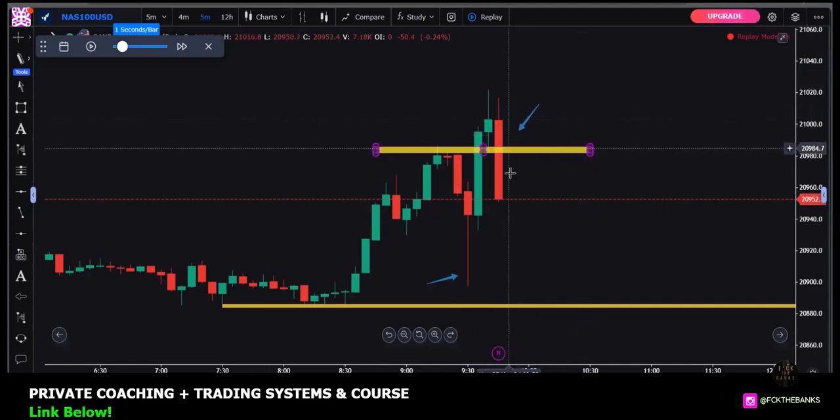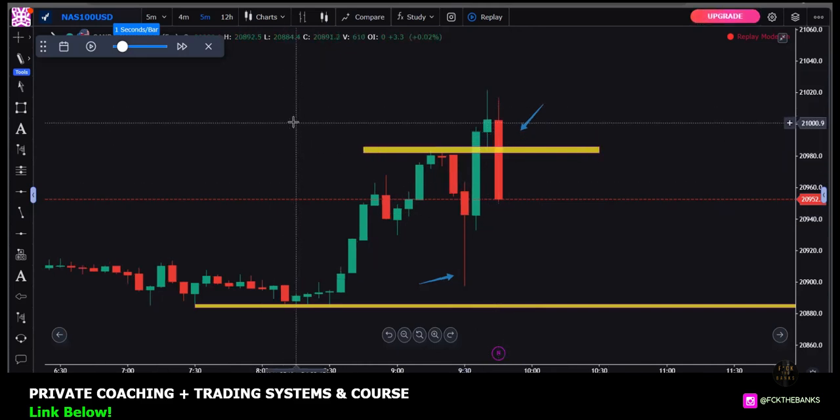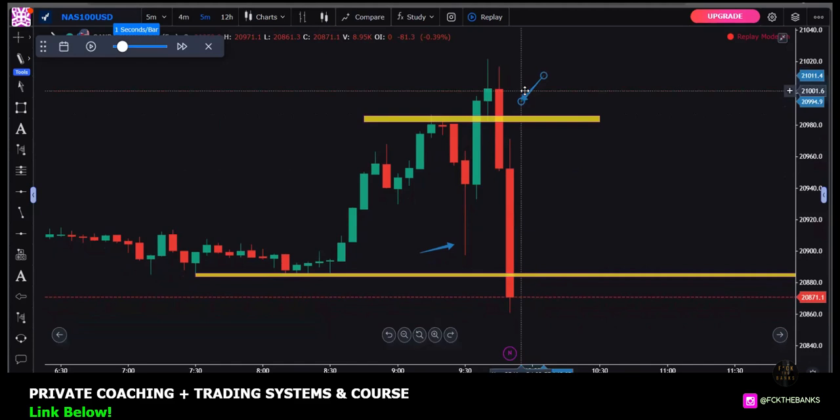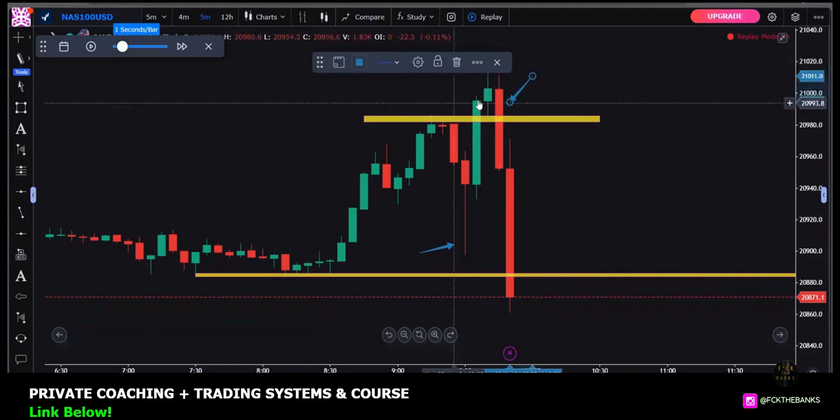We had this huge bearish engulfing candle. Okay, so now let's see what happened next. This is what happened next. This was a very, very strong candle. These were the candles that I was talking about. As you can see, it was way bigger than this candle to the left.